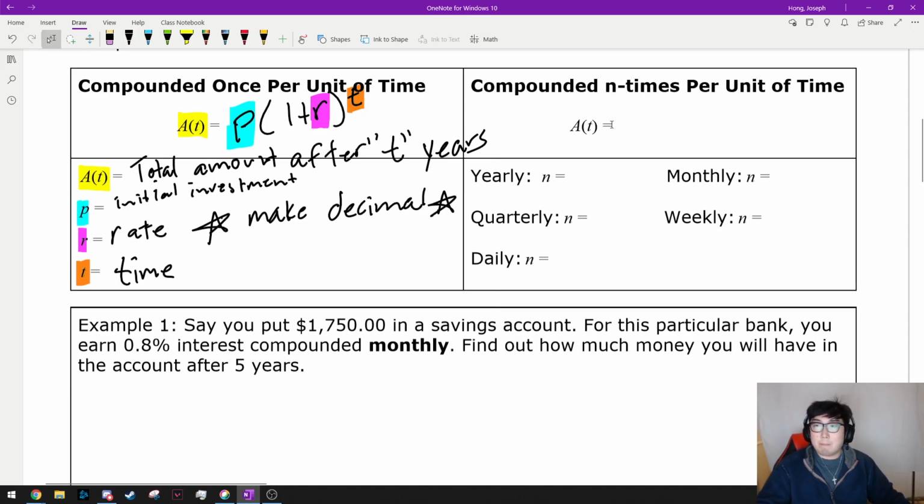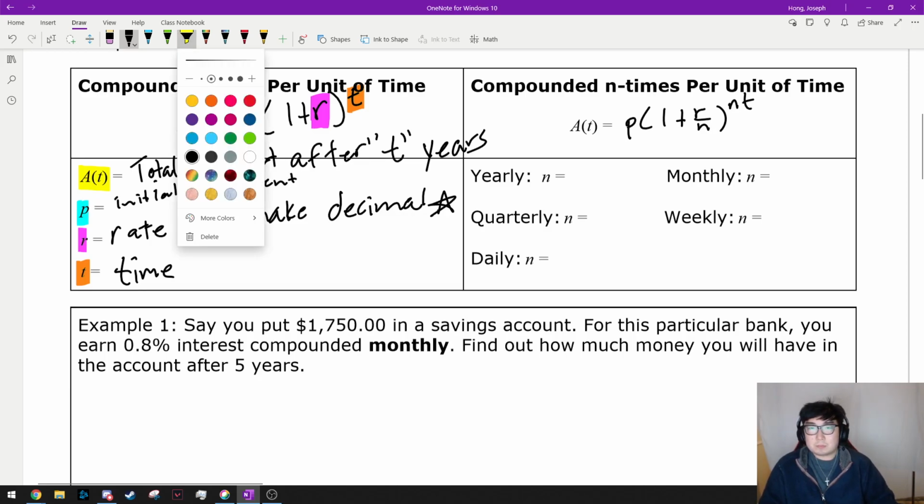So let's talk about compounded n times per unit of time. And this is a very long equation, but it makes a lot of sense. So I'm going to write it for you. This is A equals P times (1 plus r over n) to the power of nt.